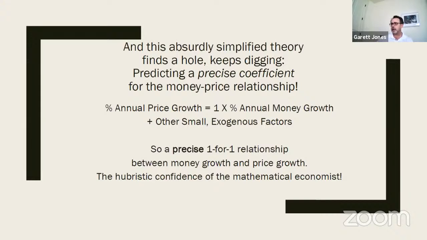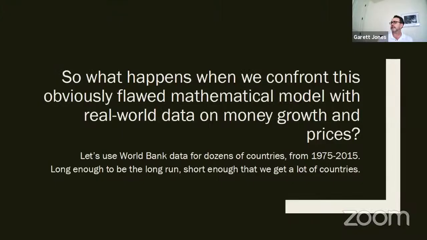So, as you know, the equation ends up looking like this. Annual price growth equals 1.0 times the percent annual money growth. They're not just saying, hey, you put some money in, prices go up, we don't know how much. They say exactly 1% more money growth causes exactly 1% higher prices.